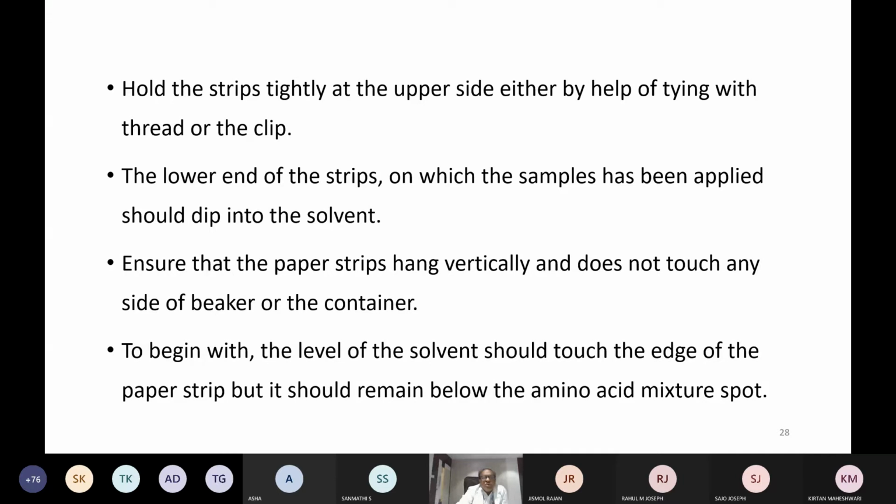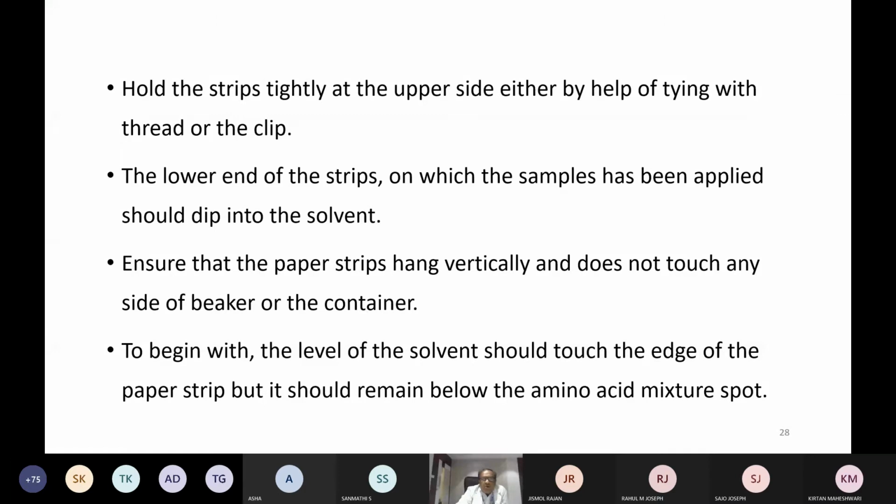Hold the strips tightly at the upper side, and the lower end of the strips, where the sample is applied, should be dipped into the solvent. The paper should hang vertically, and care must be taken that it does not touch the side of the beaker or container, because the movement of the liquid can sometimes get separated, or the line of movement may go upside.